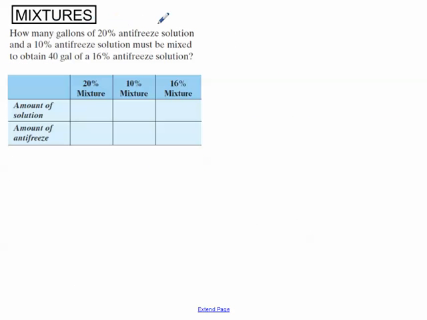So how many gallons of 20% antifreeze solution? Here's our question. How many gallons of 20% antifreeze solution and 10% antifreeze solution must be mixed to get 40 gallons of 16% antifreeze? So they've kind of set up our table for us. Starting with 20, adding 10, getting 16. So we've kind of set up all this, and 40 gallons has to go in here because we're going to start with 40 gallons.